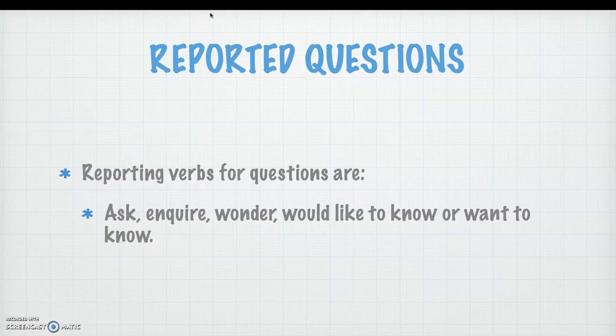The most typical reporting verb for questions is ask, but there are others that we also have to use and learn, such as inquire, wonder, would like to know, or want to know.